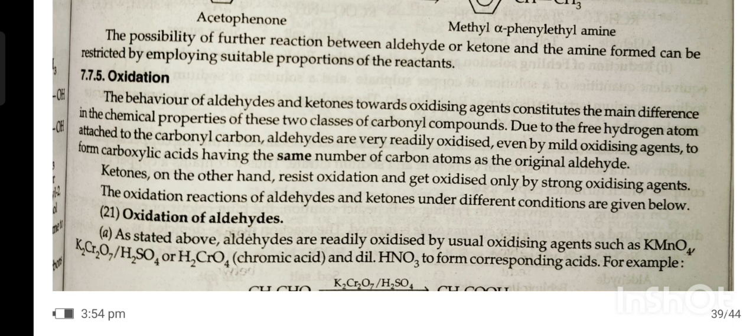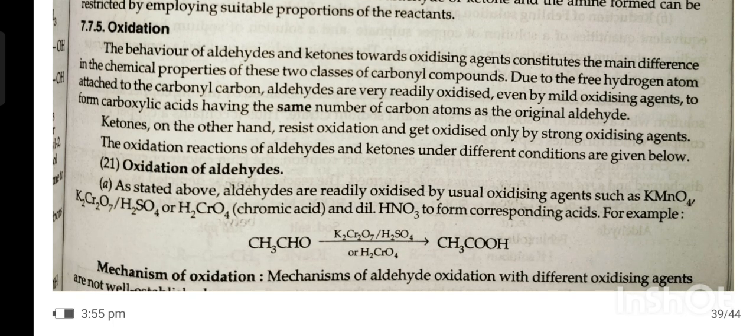Aldehydes are very readily oxidized, even by mild oxidizing agents, to form carboxylic acids having the same number of carbon atoms as the original aldehyde. Ketones, on the other hand, resist oxidation and get oxidized only by strong oxidizing agents. The oxidation reactions of aldehydes and ketones under different conditions are given below.